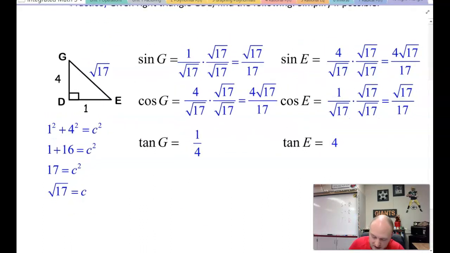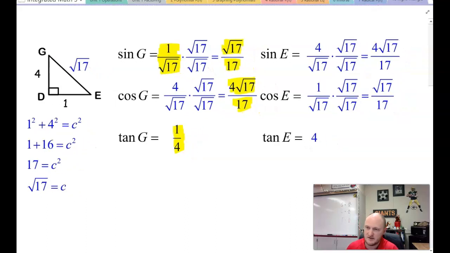And for sine and cosine, if you got this far, if you got 1 for sine of g, 1 over square root of 17, I'm happy with that. It's great if you can go ahead and rationalize to give you square root of 17 over 17. And then same for cosine. Again, we need to rationalize, so you get 4 root 17 over 17. Tangent's nice and easy, 1/4. Hey, isn't that nice?